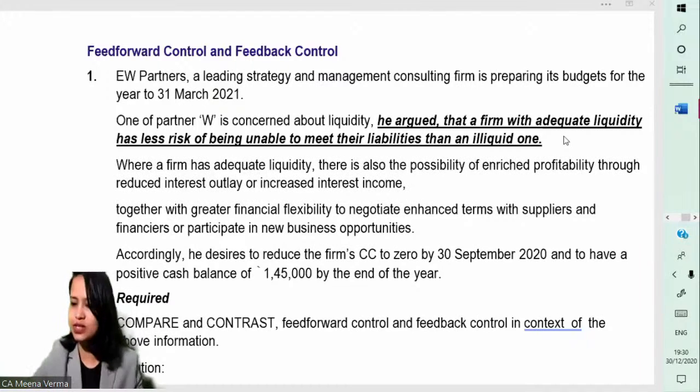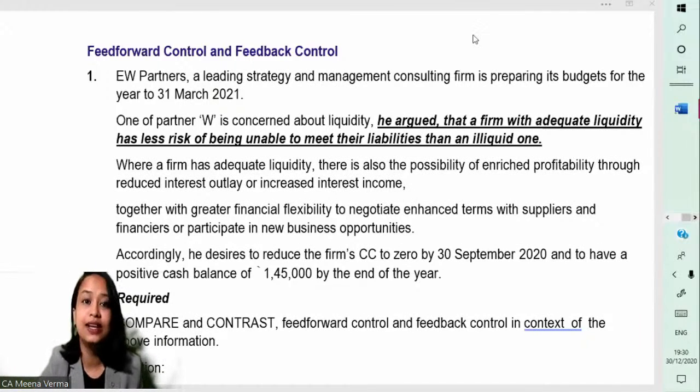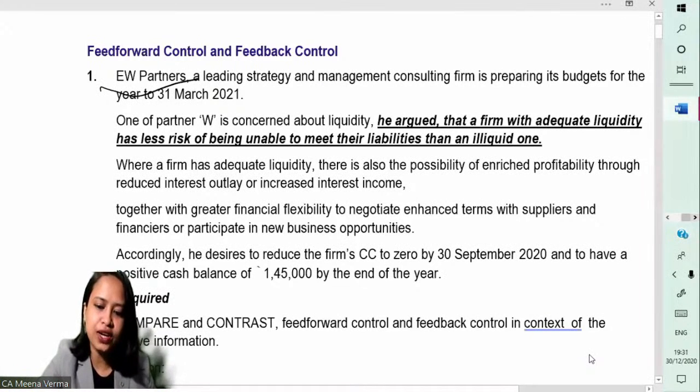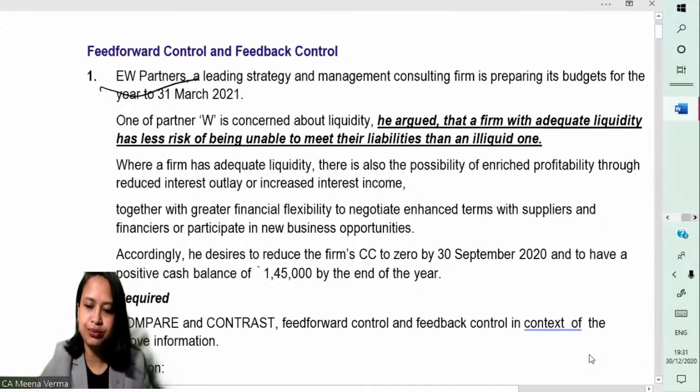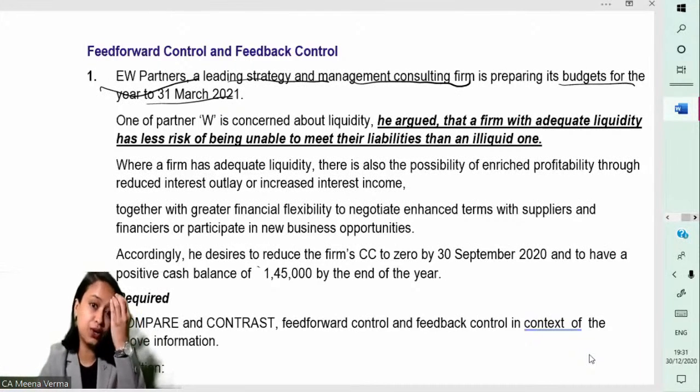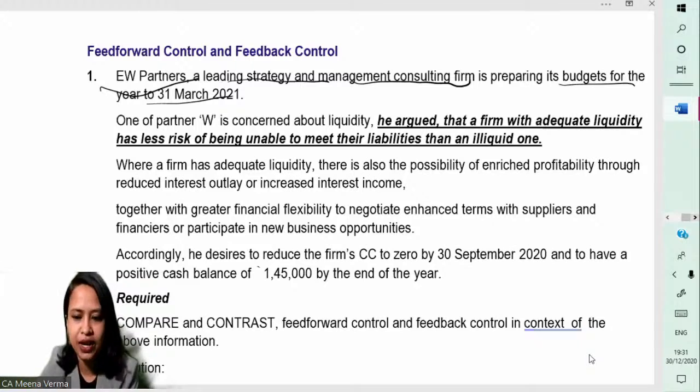Now let us discuss this. Let us see how to write the answer if a question from this topic comes in the examination. EW Partner, a leading strategic and management consulting firm, is preparing its budget for the year ending 31st March 2021. They're preparing their budget.